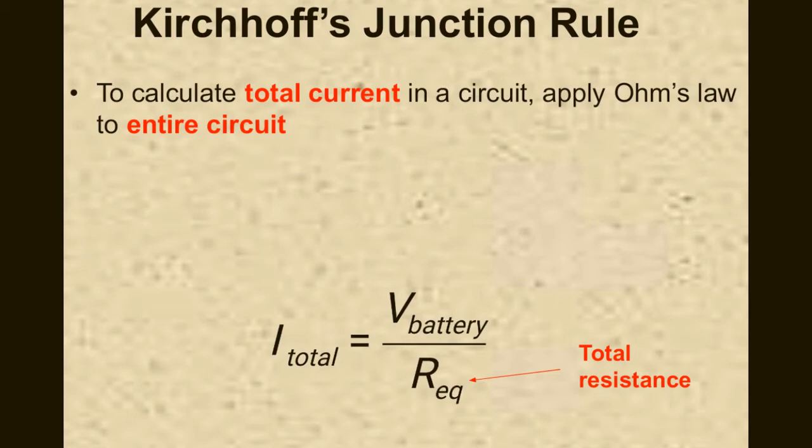In order to calculate the total current in a circuit, you apply Ohm's law to the entire circuit. Sometimes you see them as R total or R equivalent, and they mean the same thing. It just means total resistance in this case.